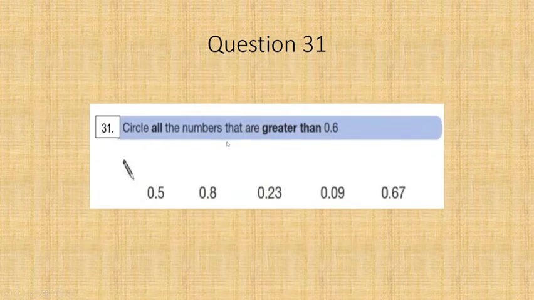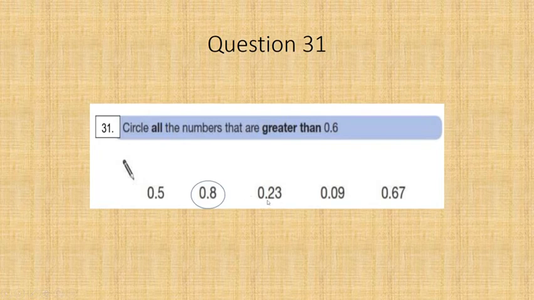Circle all the numbers that are greater than 0.6. Do you remember when we talked about comparing decimals? We put them under each other and check which one is the smallest, and after that the one a little bit bigger, and after that bigger, and after that the biggest. Yes, this is the same thing here. I will compare 0.5 and 0.6. 0.5 is not greater than 0.6, so I will not take it. 0.8 is greater than 0.6? Yeah, it's greater, so circle it.